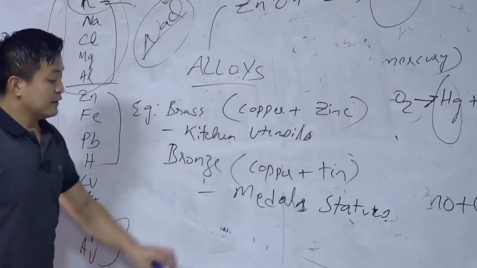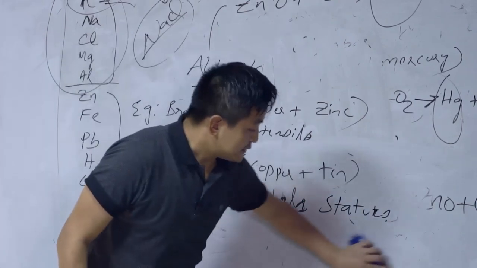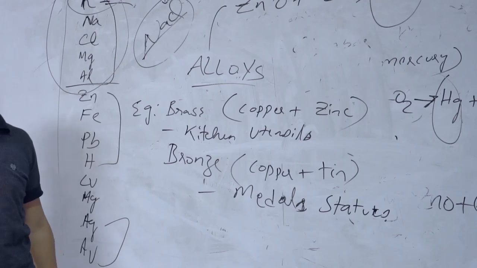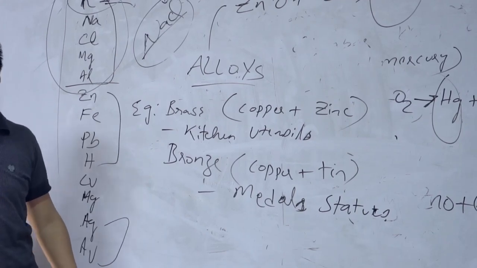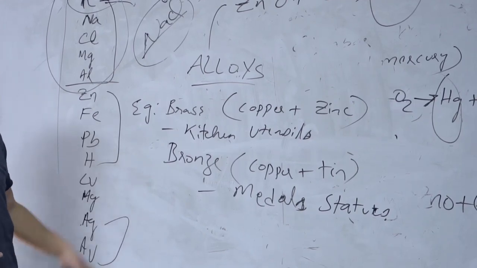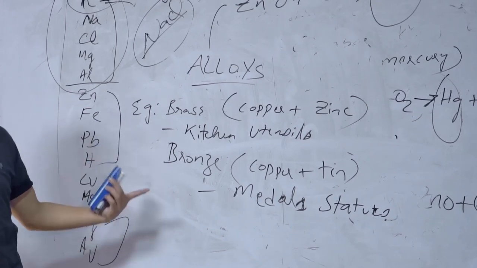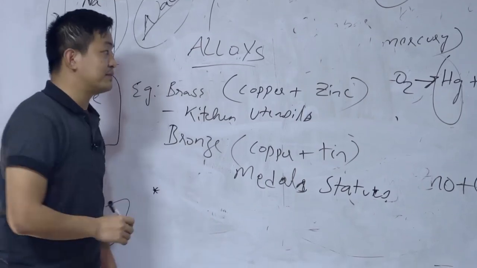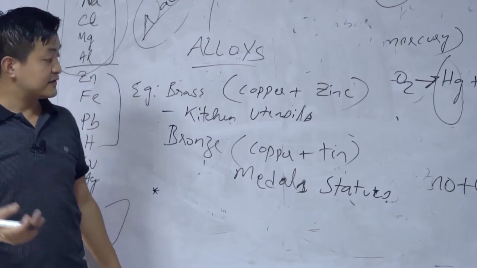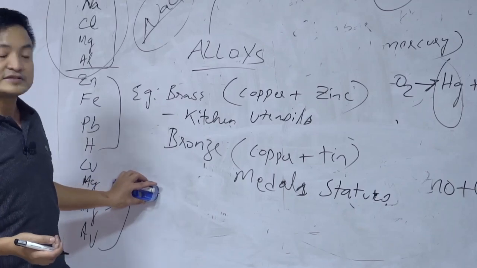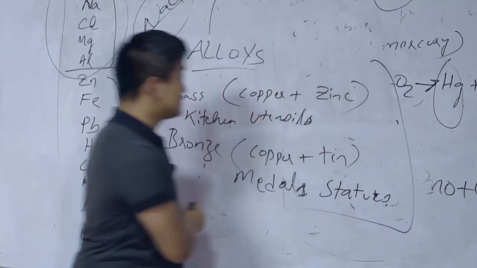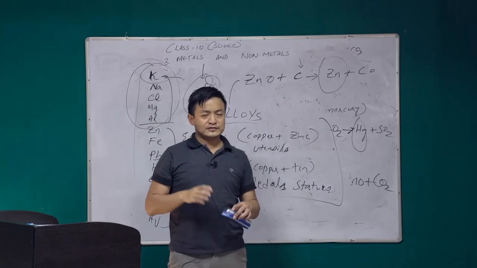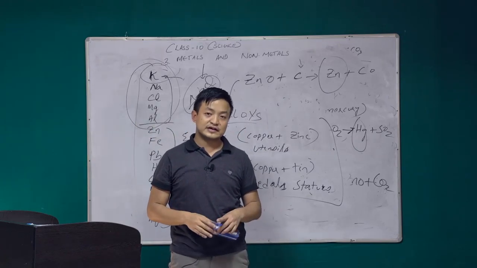Clear? So this alloy is a homogeneous mixture of two or more metals, or metals and non-metals. Examples: brass, bronze. We also have many other examples for alloys, but let's keep it simple. You just write these two examples. Clear? So we are done with this third chapter for science.